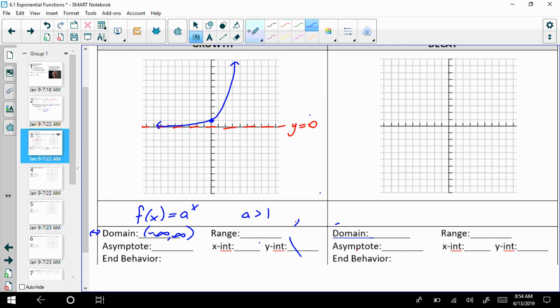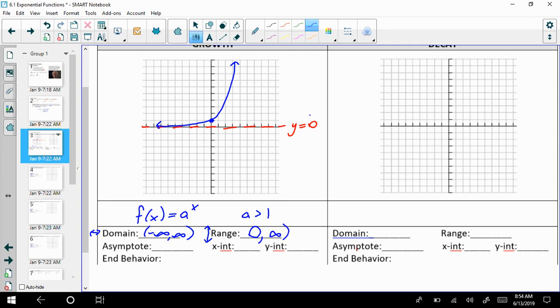Now the range can be slightly different depending on what we're dealing with. So the range, remember we're looking from bottom to top. How far down does this graph go? What is the lowest point or the lowest y value that this graph gets to? Well, it's getting closer and closer and closer to 0. So we're going to start with 0. And how high up does the graph go? Well, it keeps going. So we would say infinity.